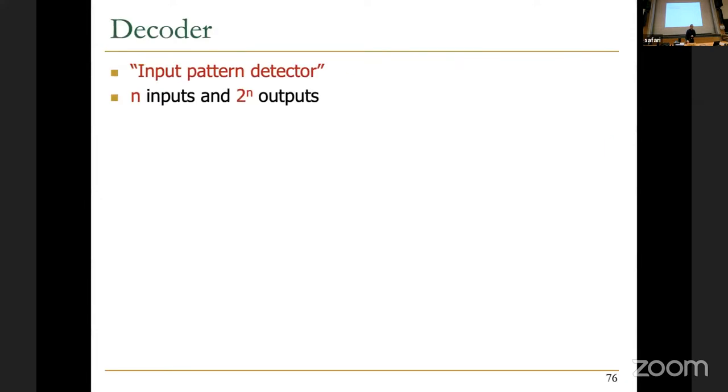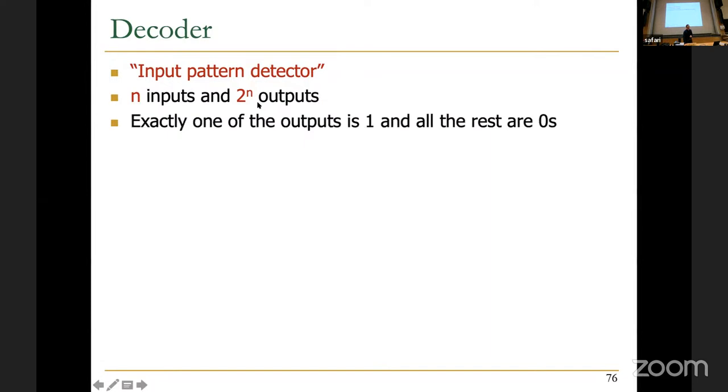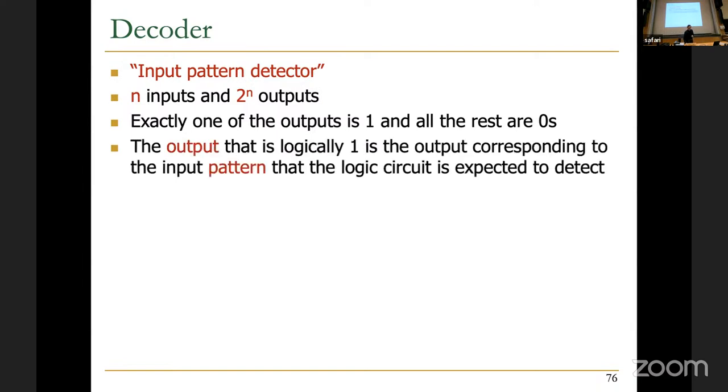So let's see the decoder. I call this the input pattern detector. This is essentially a very simple pattern matcher, if you will. It has n inputs and 2 to the n outputs. Depending on the combination of the inputs that you get, only one of the outputs is one. All of the other outputs are zero. That output corresponds to that particular input combination, so if that output is one, you know what the input combination is. Basically, the output that is logically one is the output corresponding to the input pattern that the logic circuit is expected to detect. It's a mouthful, but let's take a look at a picture.